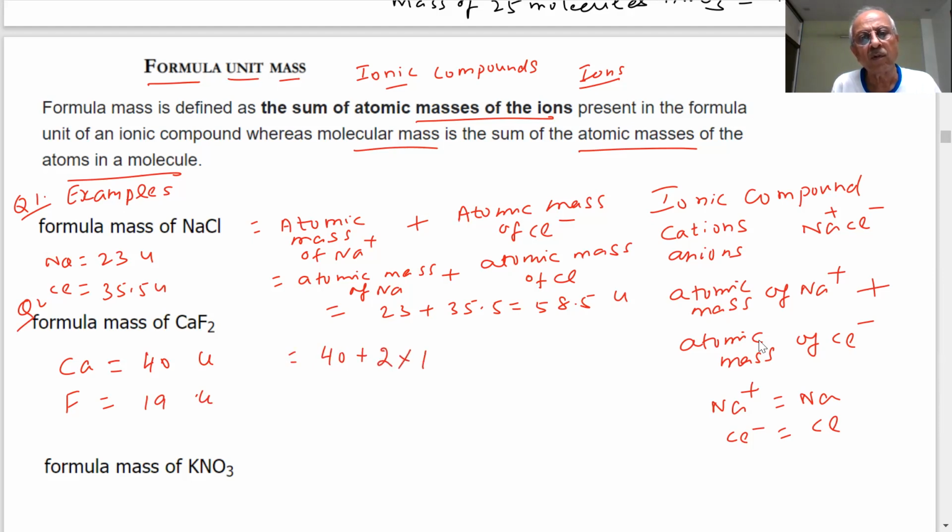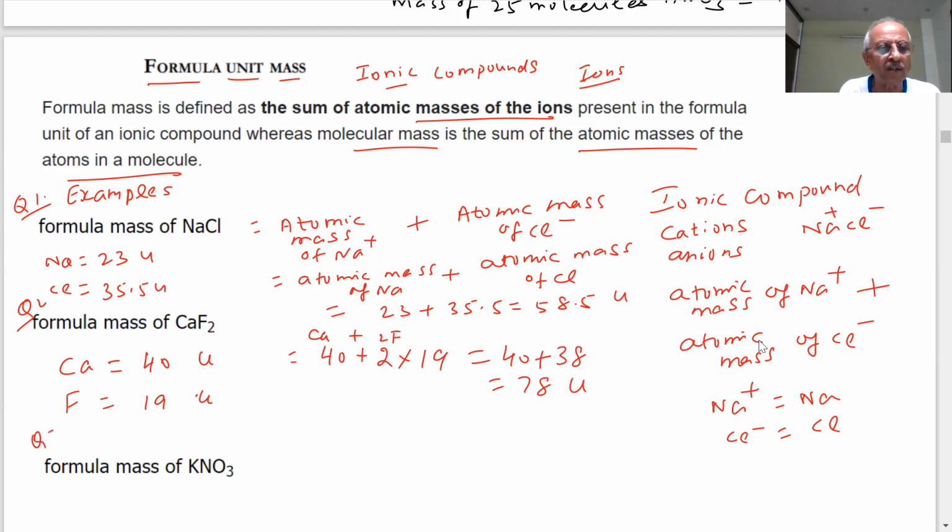2 into 19. What will be the answer then? 38. You have one calcium and 2 fluorine. 40 plus 38 is 78 U. Clear? Yes. This is the formula mass of calcium fluoride.